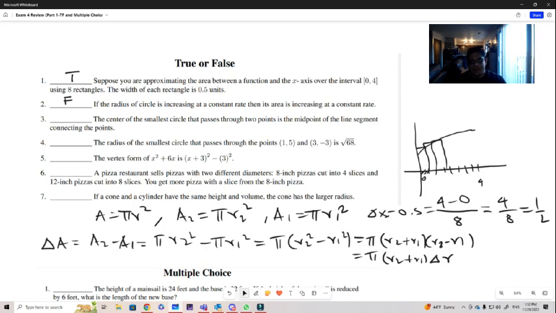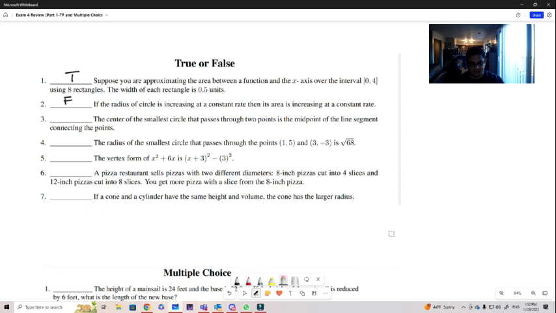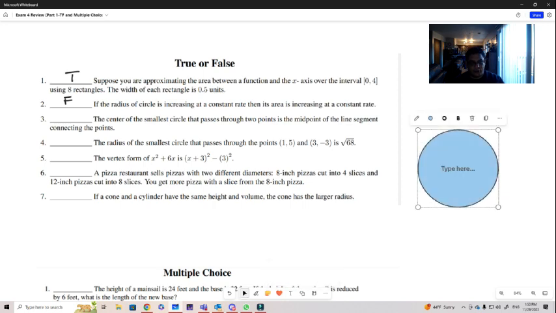All right, now question 3 says the center of the smallest circle that passes through 2 points is the midpoint of the line segment connecting the 2 points. And that is true. Let me erase here and get something to explain that. Normally we can have a couple of points, and we can have a scenario. Let me do another one.